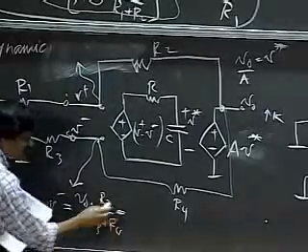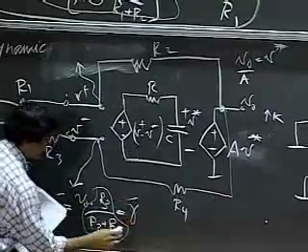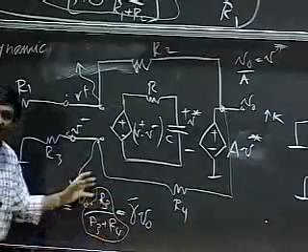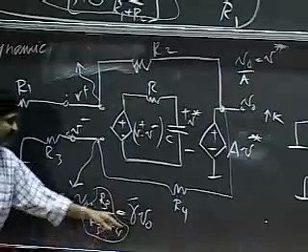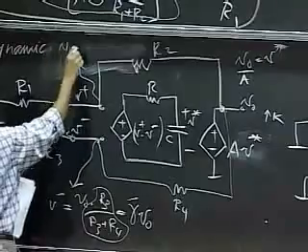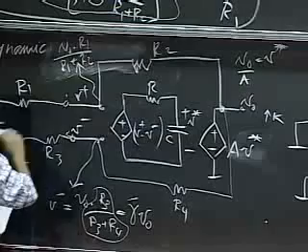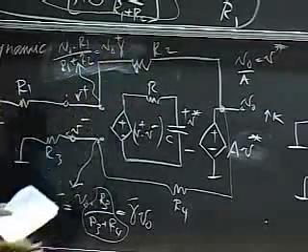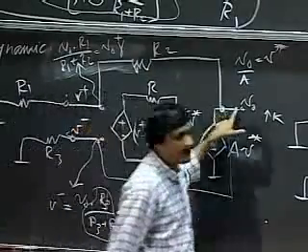For simplicity, let me call this fraction, R3 divided by R3 plus R4, some constant gamma minus. Similarly, V plus is V naught times R1 divided by R1 plus R2, and let me call that gamma plus. All I'm doing is replacing V plus and V minus in terms of V naught.